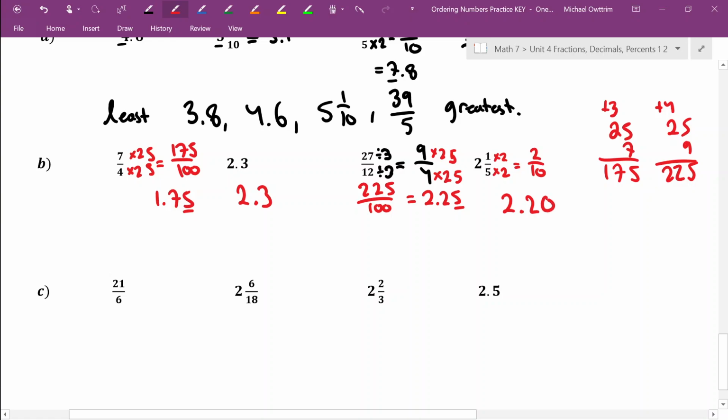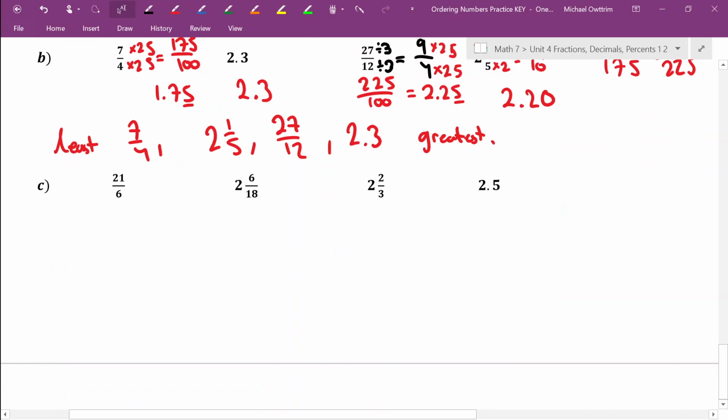So let's go ahead and compare. Our smallest ones place is 1.75, so that is our smallest number. Next, we have the next three fractions have a 2 in the wholes place, so then we need to look at hundredths. 2.20 is smaller than 2.25. So 2 1/5 is smaller than 27/12. And then we've got our 2.3 as our last one. And again, that's least to greatest.